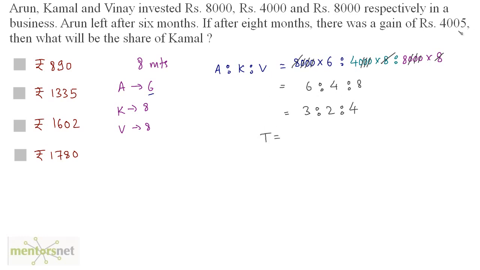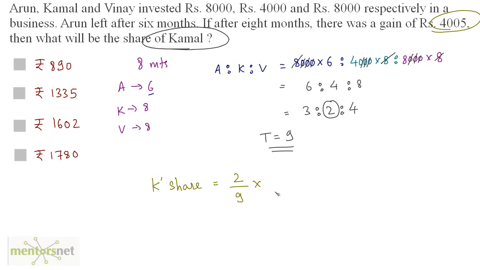If we assume the profit as parts, the total parts of profit are 3 plus 2, which is 5, plus 4, 9. So 9 parts are there. And we have been asked what is the share of Kamal. So Kamal's share is 2 parts out of these 9 parts. Hence, we can write K's profit share is 2 parts out of 9 parts of the total share, which is 4,005. So this is equal to, when you solve it, you'll get 890. So the answer is option A.